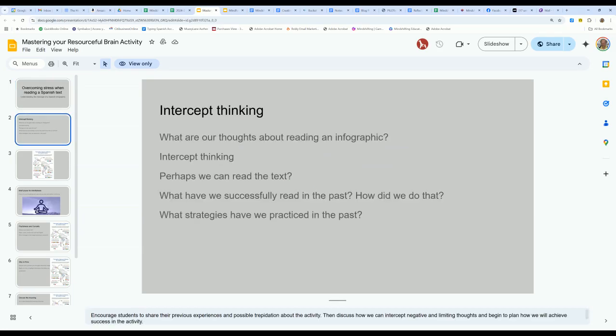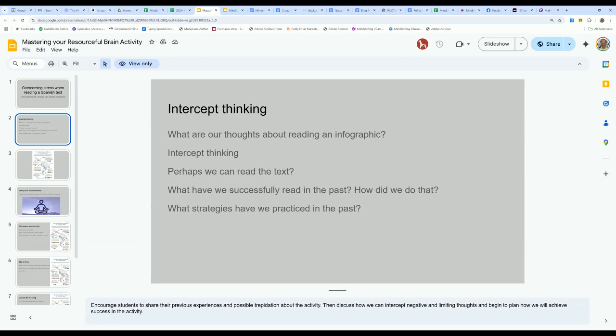So I had a slide about intercept thinking, which was that the anxiety is kind of triggered the moment the students know that we're doing a reading. And usually I have like an agenda on the board or something like that. So they know right away, like, oh no, we're reading. So we could discuss, and I had some notes at the bottom of the slides as well, what they're thinking about before we're reading. In this case, it's an infographic.